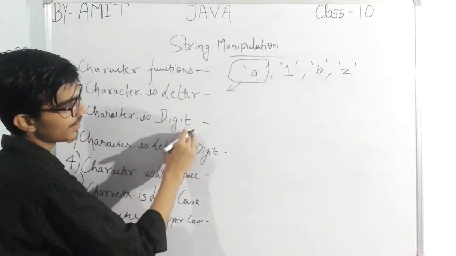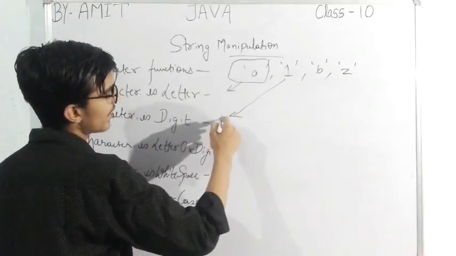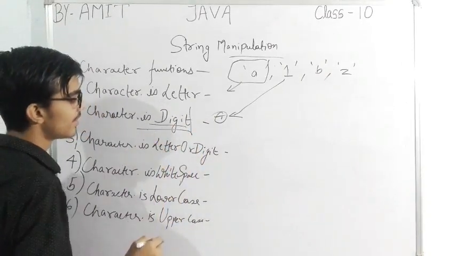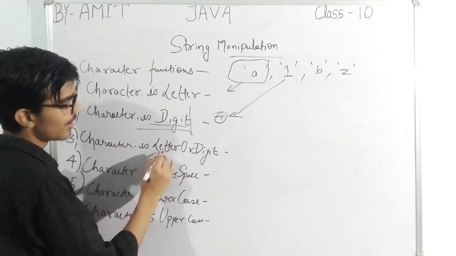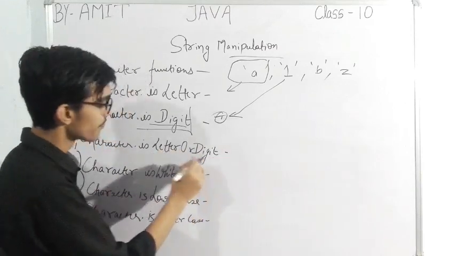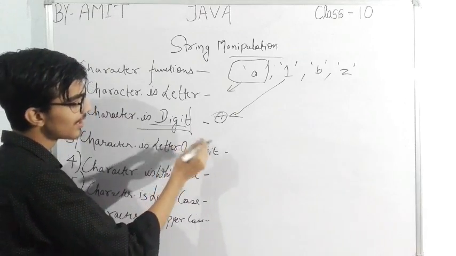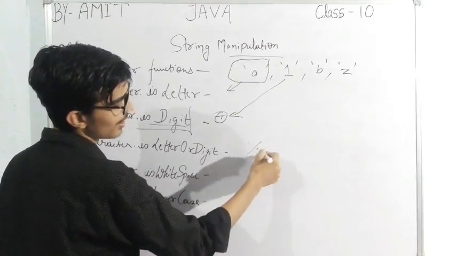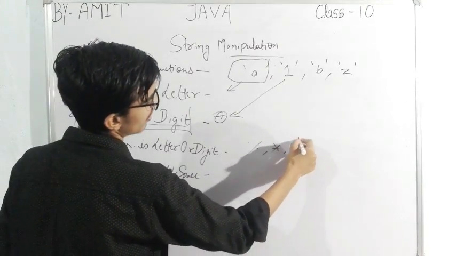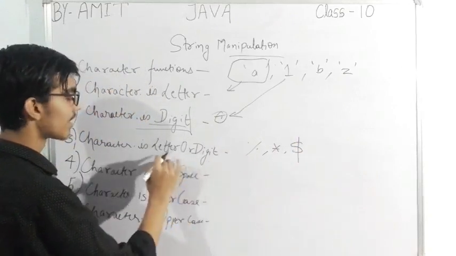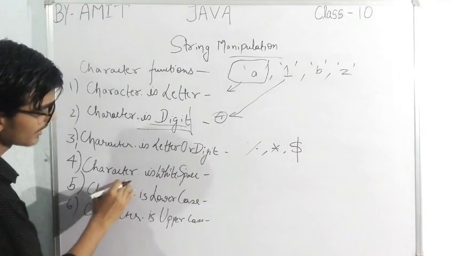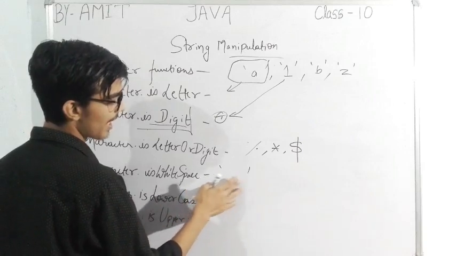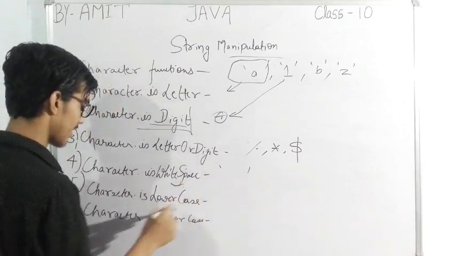Character.isDigit: if we enter 1, it will return true. Character.isLetterOrDigit checks whether it is a letter or a digit. If there is some special symbol, like the dollar symbol, it will return false. Character.isWhitespace: whitespace means space. If we enter a blank space here, it will be true.